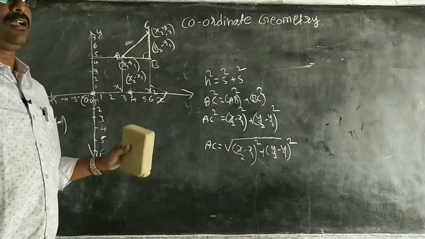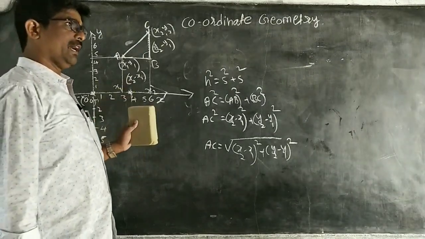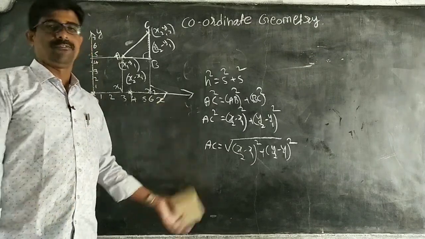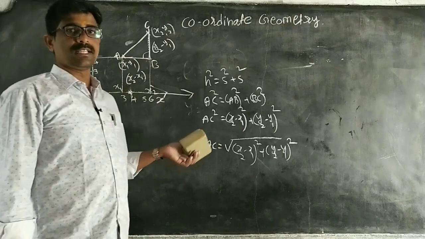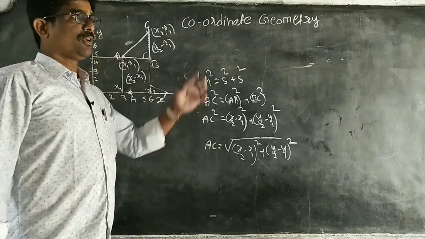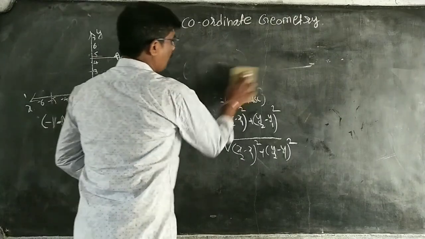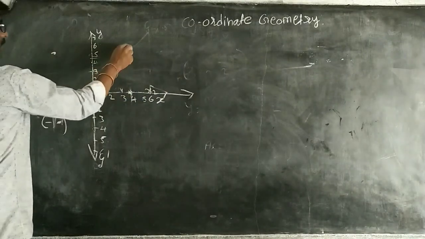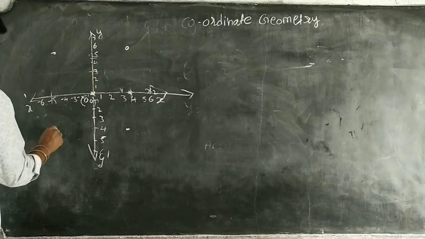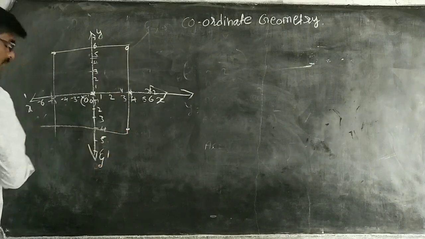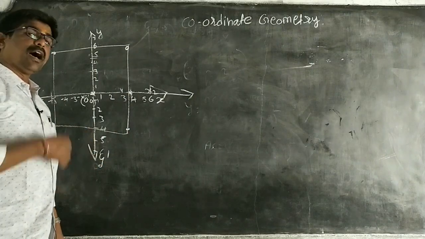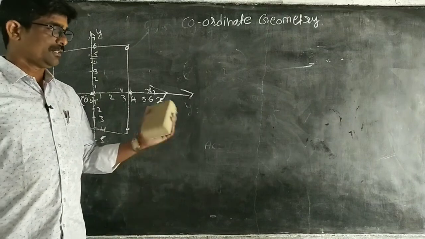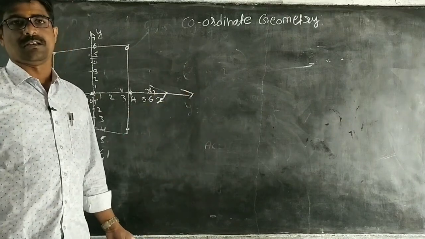Using the distance formula, we have to find the area of a quadrilateral and the area of a rectangle. Area of a triangle also we are using. This is the application. Using this, he is asking: he has given 4 points on the plane. So do these 4 points form a rectangle or a square? Is it a rhombus? Is it a trapezium? Using this formula, we have to solve.